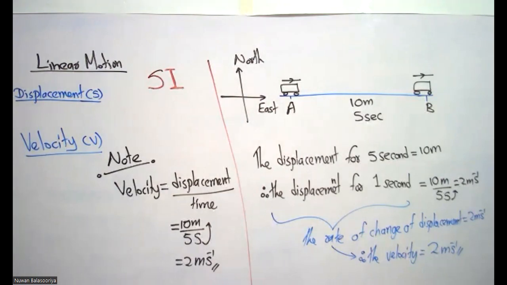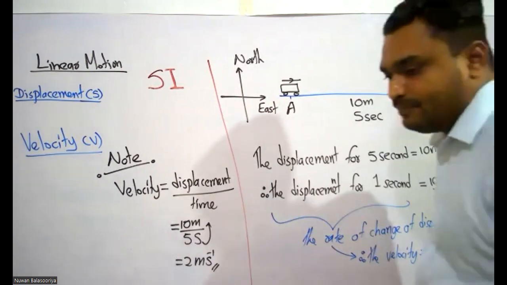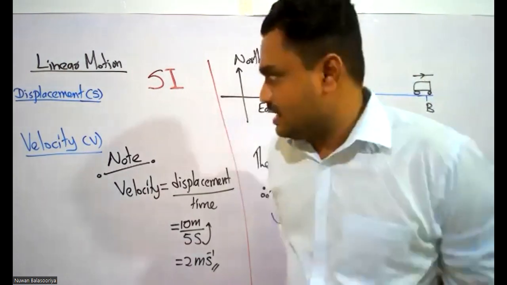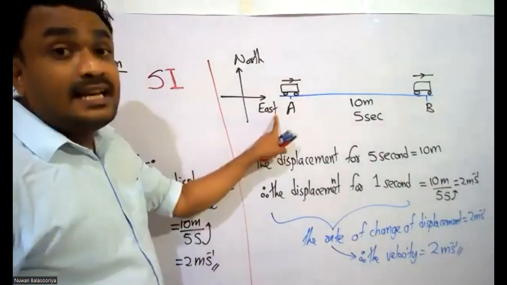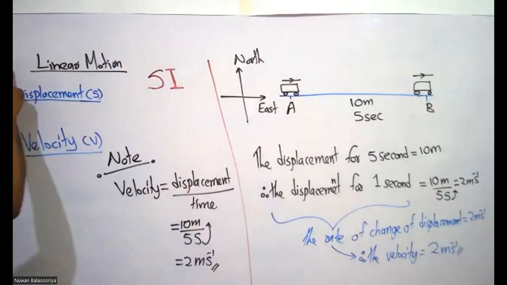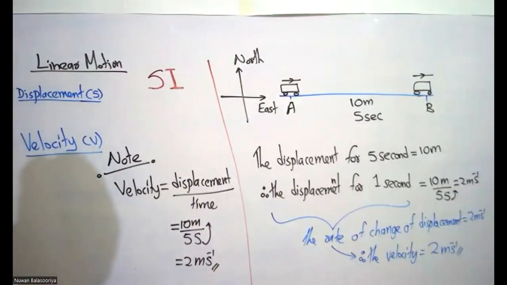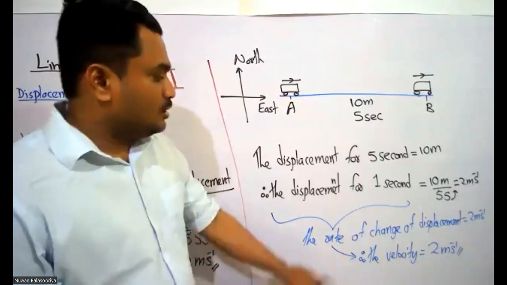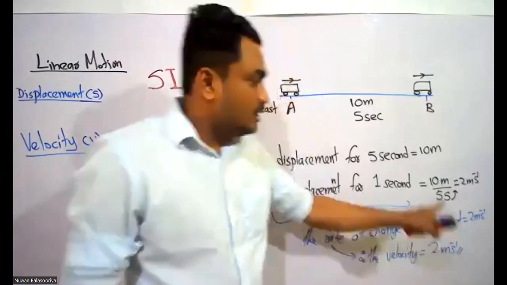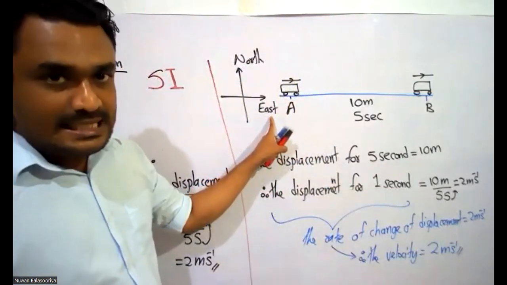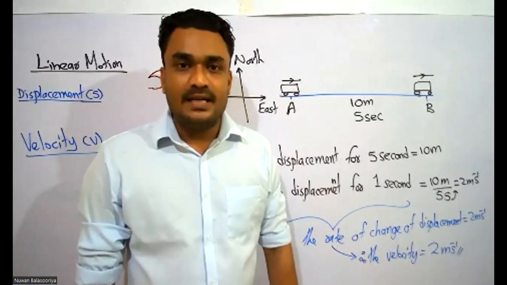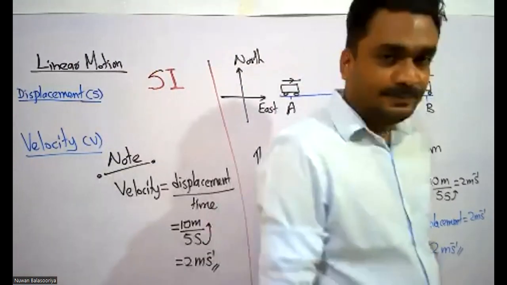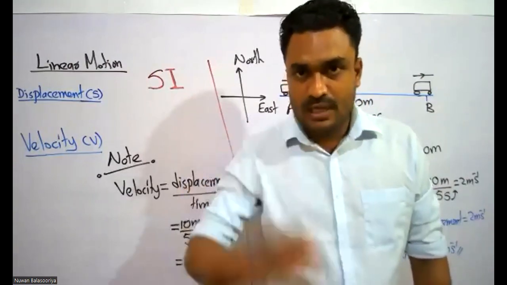Next star point. The velocity of the above motion is 2 meters per second into the east direction. Full stop. Leave a line and write.